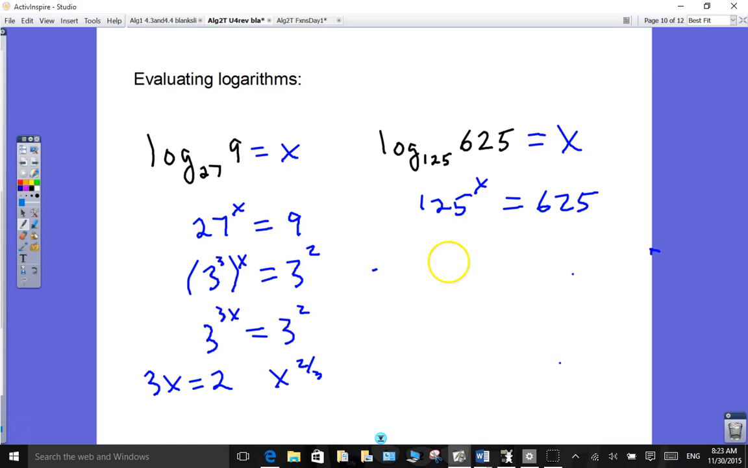So it's 5. What power of 5 is 125? So that's 5 to the 3x. And 625 is 5 times 5 is 25, 5 times 5 is 25, 25 times 25 is 625. So that's to the 4th, 5 to the 4th. And since one side equals the other and the bases are the same, that means the exponents are the same.